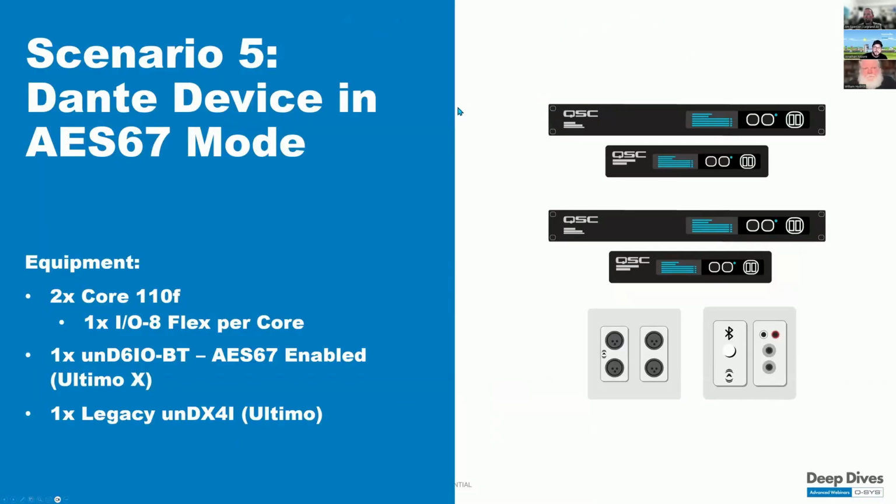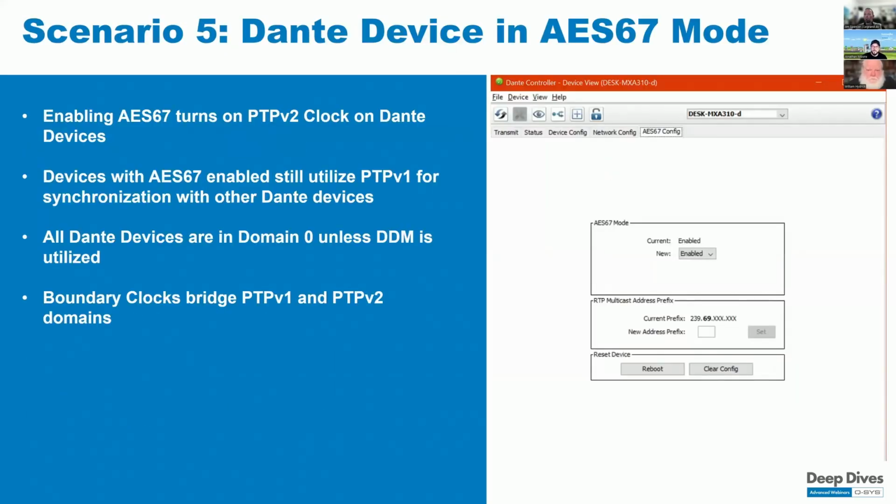Okay, so now let's talk about QSys cores and DSPs with Dante enabled and AES67 devices. Dante devices that are any bit modern are going to be using modern chipsets that are capable of transmitting and receiving Dante and transmitting and receiving AES67.